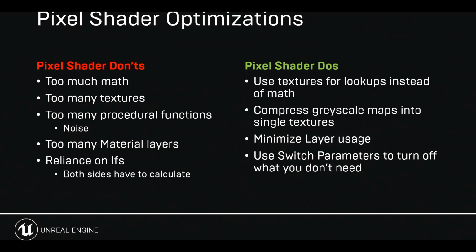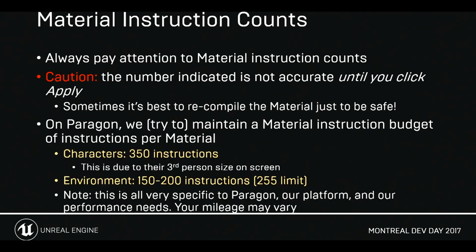Use switch parameters to turn off the things that you don't need, so your individual instances of a material can be a little simplified. It does require you to compile another copy of the material. So if you use a switch parameter, and for instance A you have it on, instance B you have it off, that required you to actually compile both copies of that. But at the end of the day, that's better than not.